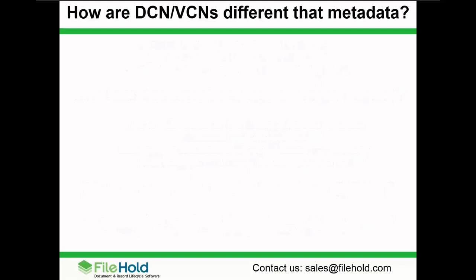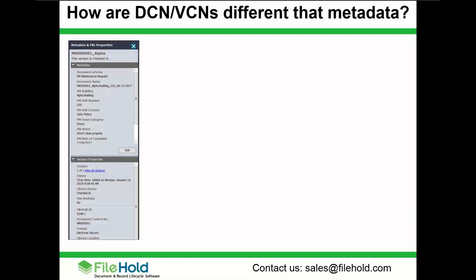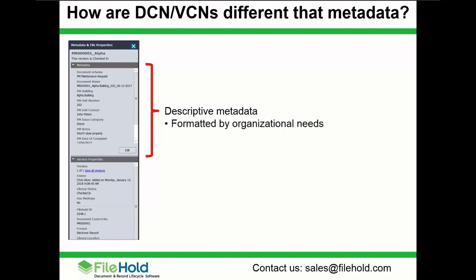So how are DCNs or VCNs different than metadata? We know what our metadata and file properties window looks like. We've seen that before. The top portion of this is what we call descriptive metadata, so it describes the information. And you can see the edit button is right there, so you can click onto that and you can edit that information as you need.